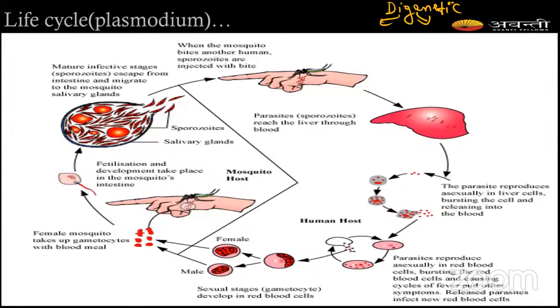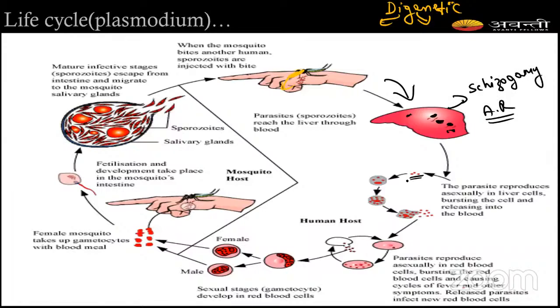See here, the mosquito is having this sporozoid in it. While biting, along with the saliva, the sporozoid is released. The sporozoid now enters into the liver cell. It increases in number, right? So this process we will call schizogamy, the process of asexual reproduction.